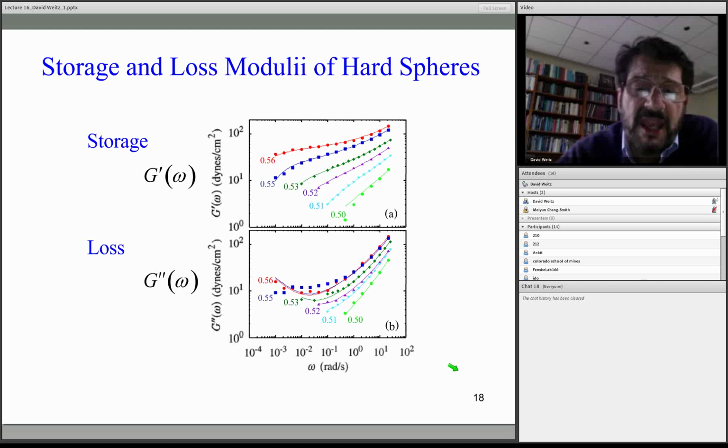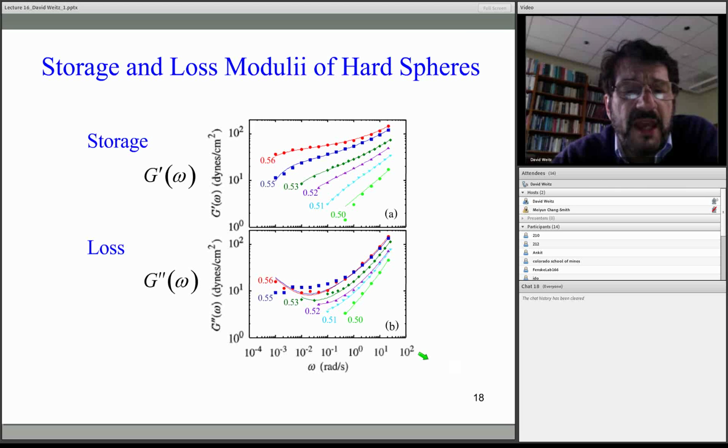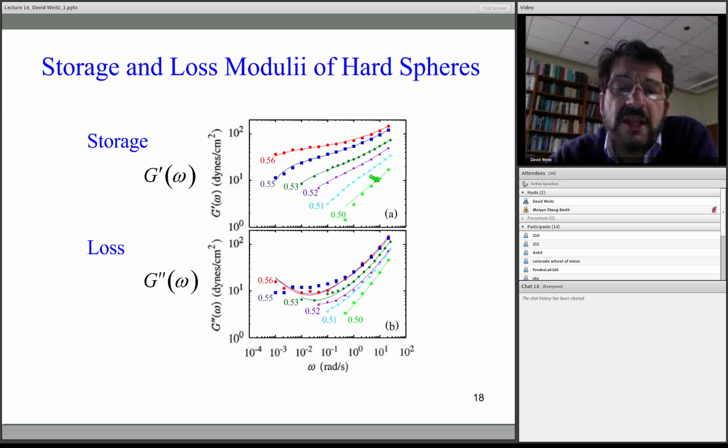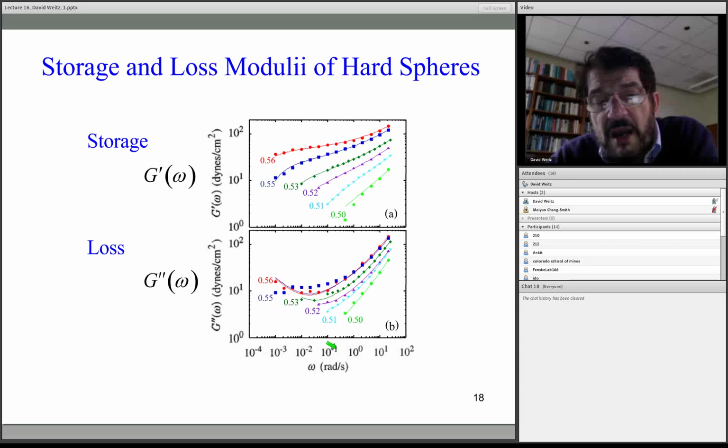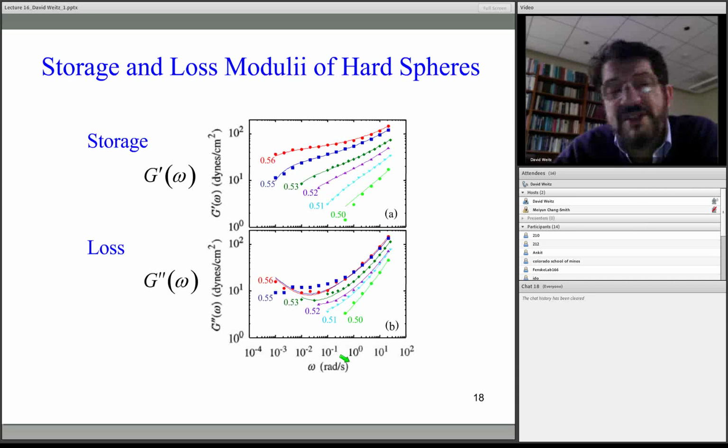you see this behavior for the elastic and viscous components as a function of volume fraction. Notice the volume fraction is changing from 50 to 56%. You see that the elastic component becomes larger and larger. It increases by well over an order of magnitude, and it goes from something that's increasing with frequency to something that's quite flat with frequency. And if you look at the highest volume fraction, you see that over the range of frequencies that are most accessible, say from a tenth to 10 hertz, that's the sort of time scales that you're most sensitive to yourself.